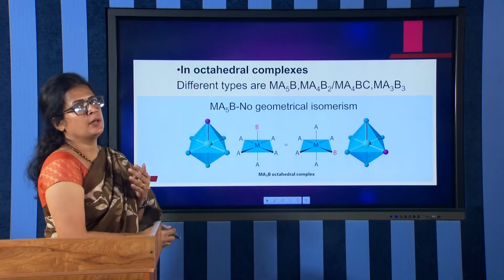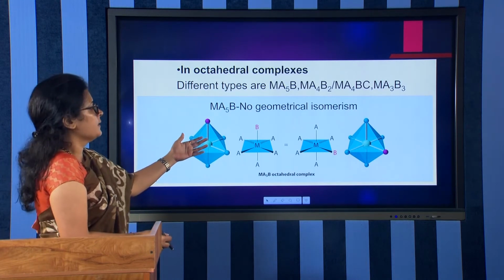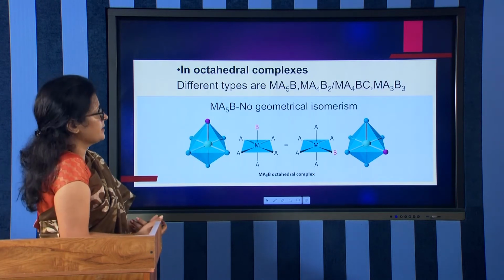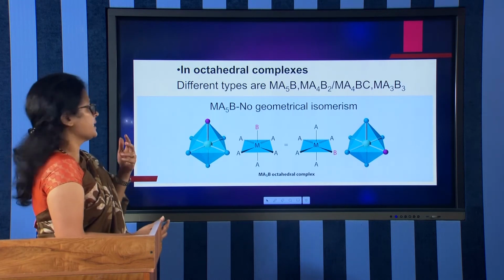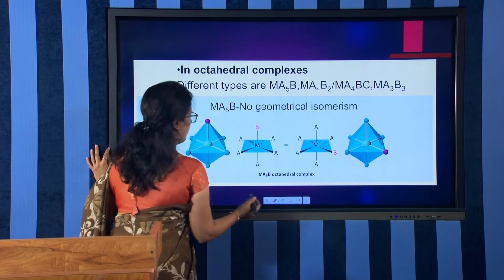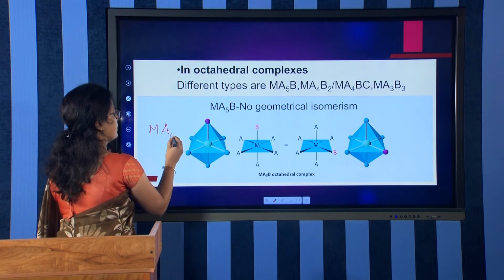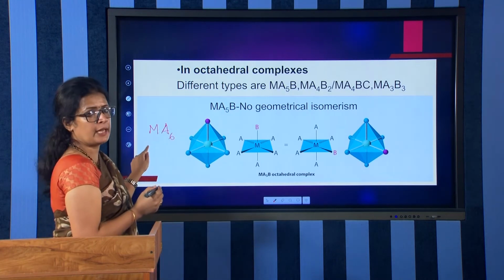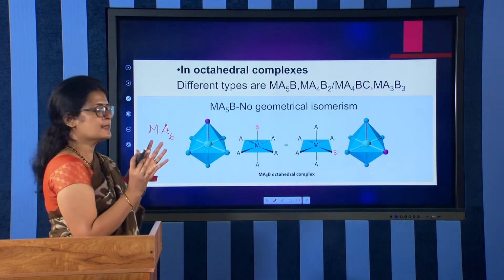And now coming to the octahedral complexes. The structure of an octahedron is like this. Here also different types are there, MA6. Before moving to the MA5B type, I have to discuss MA6. MA6 means the central metal atom is M and A means ligands. How many ligands? 6 ligands.